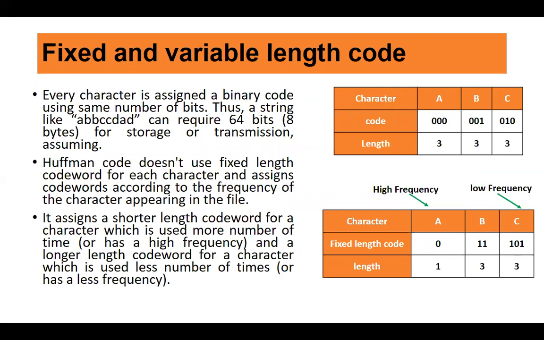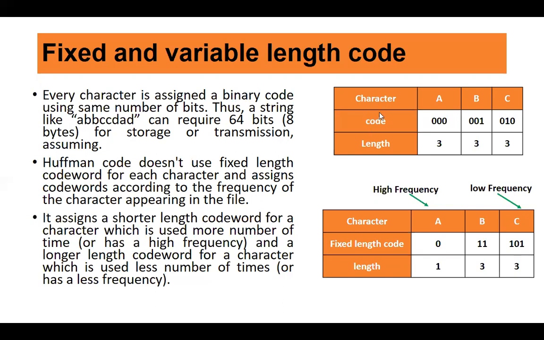Now, we know our files are stored as binary codes in a computer, and each character of the file is assigned a binary code of 8 bits each. So every character is assigned a binary code using the same number of bits, that is 8 bits. A string like A, B, B, C, D, A, D can require 64 bits, that is nothing but 8 bytes, for storage or transmission.